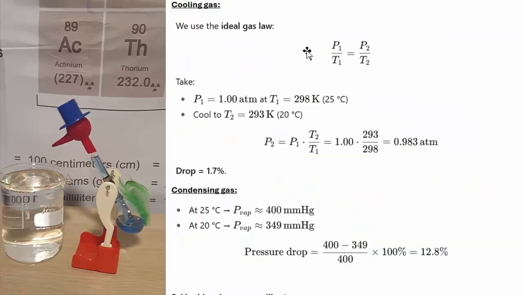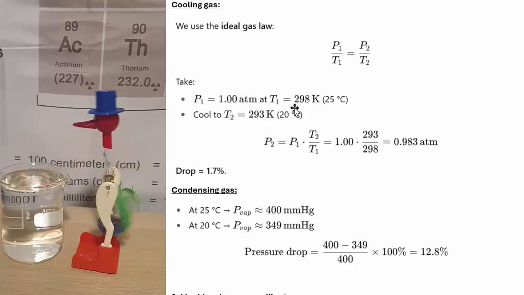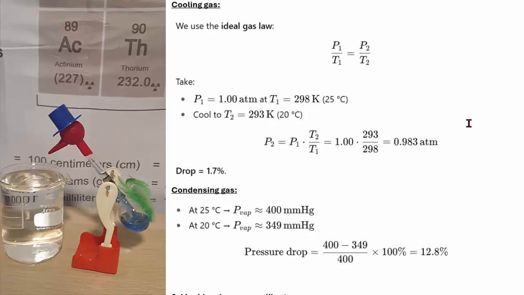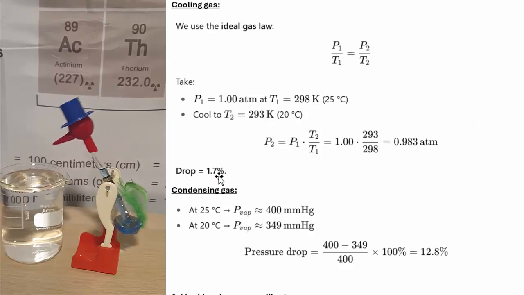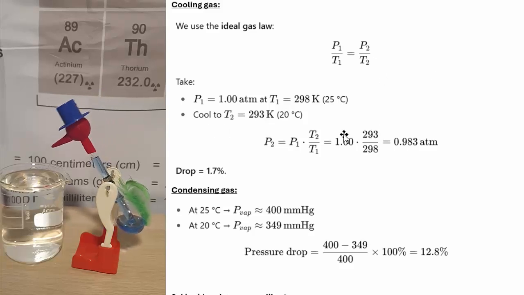This is probably for senior chem. In senior chem, we know the ideal gas laws. We can leave it in atmospheres, although we should really be putting it in pascals to use the correct units. And they've converted. You must convert to Kelvin, otherwise the numbers will be out. There's only a 1.7% drop due to the cooling, which is quite small.